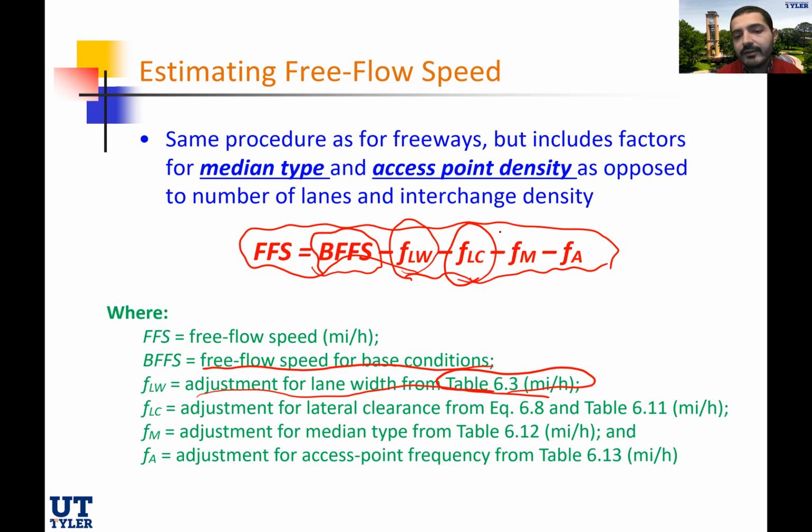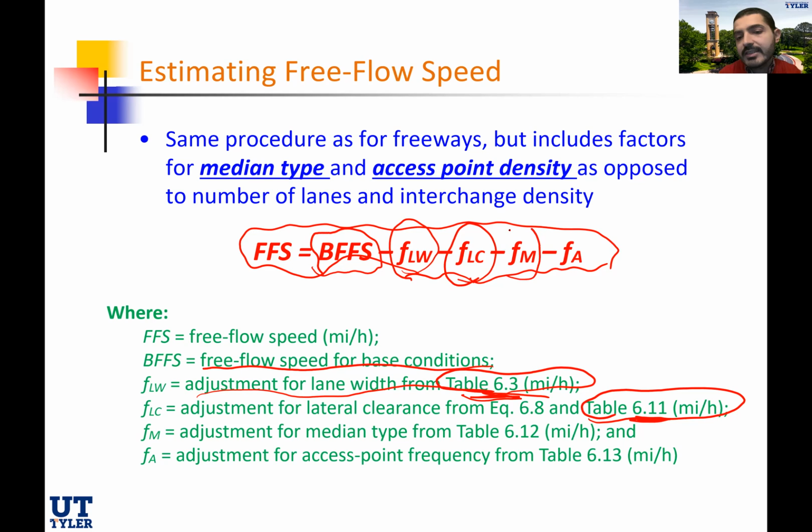The other correction factor is FLC. This is the adjustment for lateral clearance. This is a new table, table 6.11, because now it's lateral clearance. It has to be left lateral clearance and right lateral clearance. Remember, for freeways, it was only right lateral clearance. Now it's going to be a different table. That's why it's a new table, 6.11. While for the FLW, it's the same table, and we share it between both the freeways and the highways.